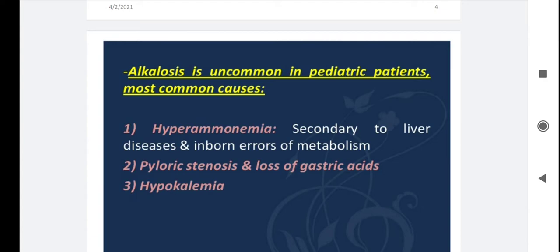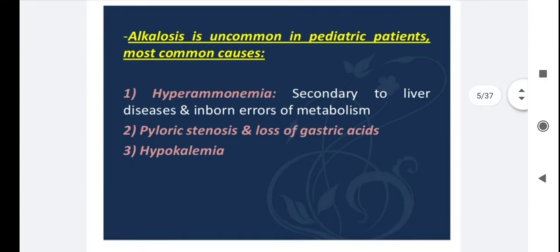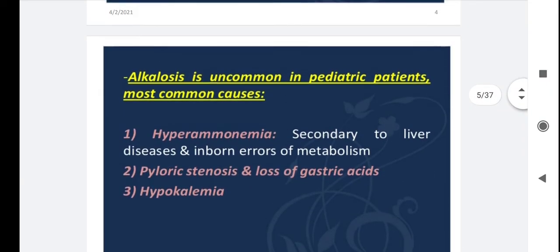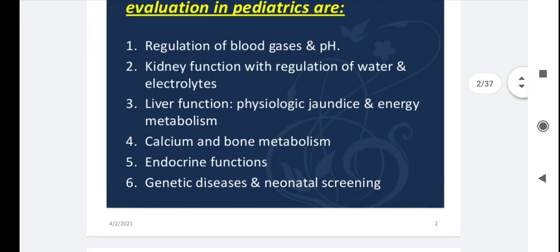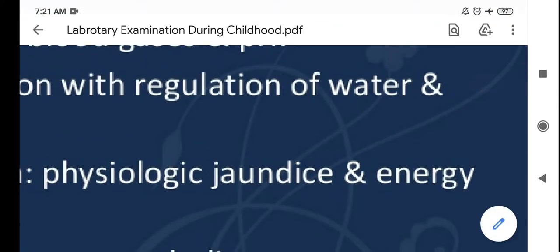Alkalosis is uncommon in pediatric patients. Most common causes are hyperammonemia, secondary to liver disease and inborn error of metabolism, pyloric stenosis and loss of gastric acid, and hypokalemia. So we can summarize this point as following.